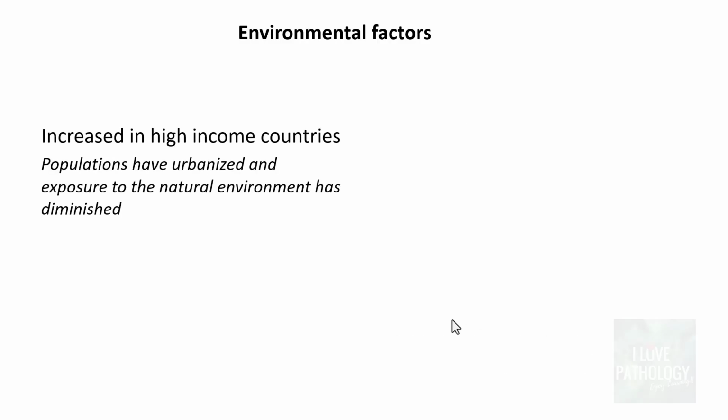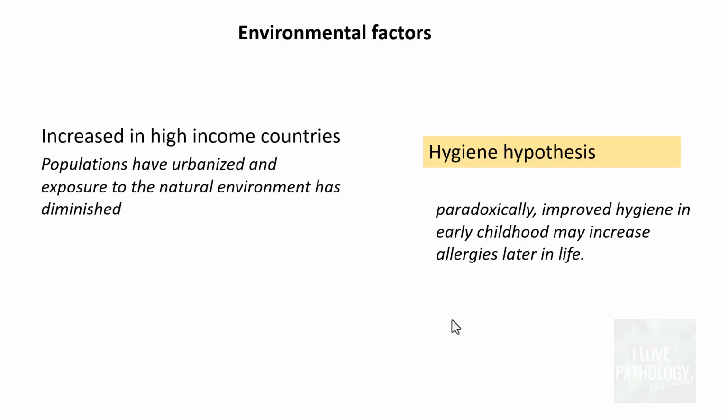The incidence of type 1 hypersensitivity reaction is increased in high income countries, particularly populations who have urbanized and exposure to natural environment has diminished. Those countries have a very high incidence of type 1 hypersensitivity reaction, and that is where this hygiene hypothesis has come to play. Because of improved hygiene in urbanized and high income countries, they are not exposed to allergens, and that's why improved hygiene in early childhood may increase allergies later in life. Of course, this has to be proved beyond doubt. It is very difficult to prove this hypothesis.